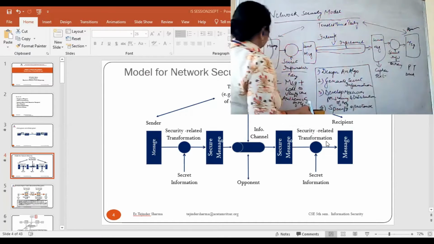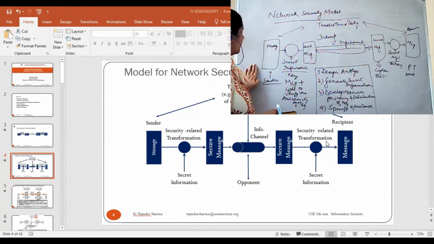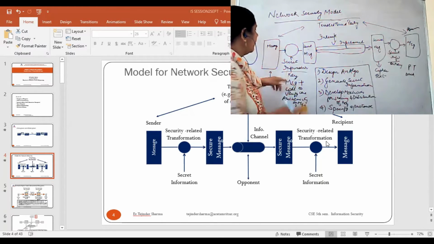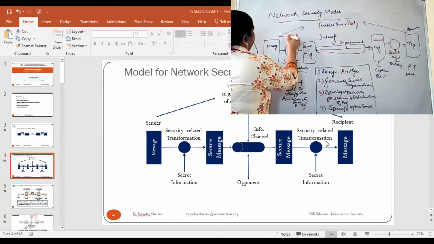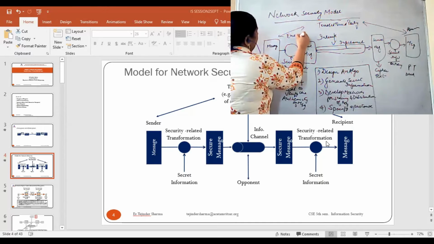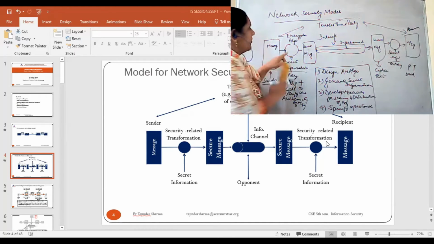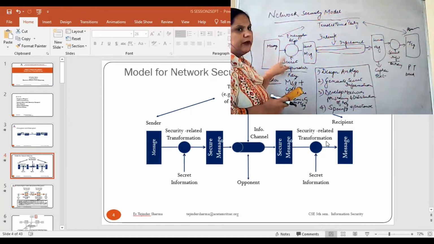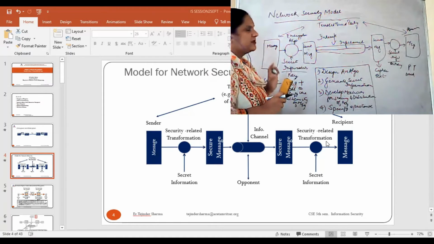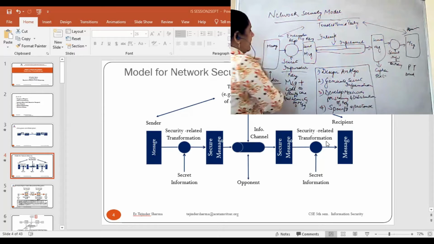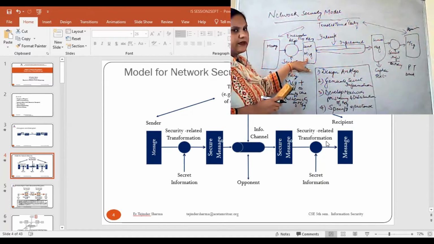Fine. That is, the information is sent by the sender. Then the secret key and the encryption algorithm are applied here. The algorithm which is used to convert the plain text into the ciphertext is called the encryption algorithm, along with the key, to generate the secret message.